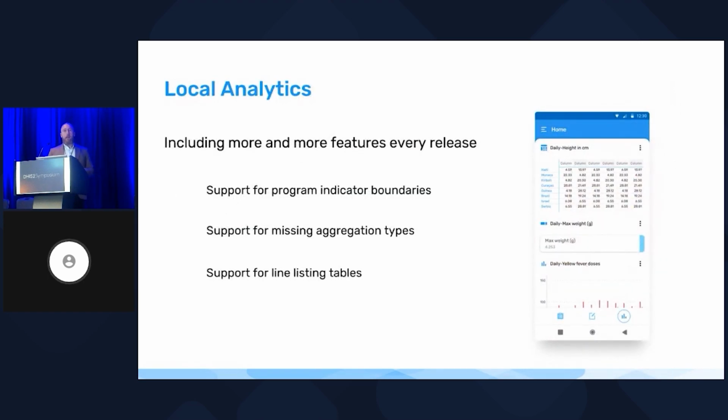Local analytics, so obviously, with the data that you're capturing on your device, you want to be able to visualize that data in real time. And so we're improving things like support for program indicator boundaries, support for missing aggregation types, and support for line listing tables in the local analytics of the Android app.